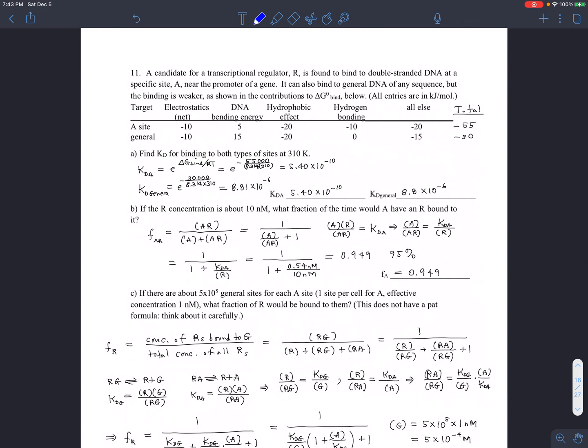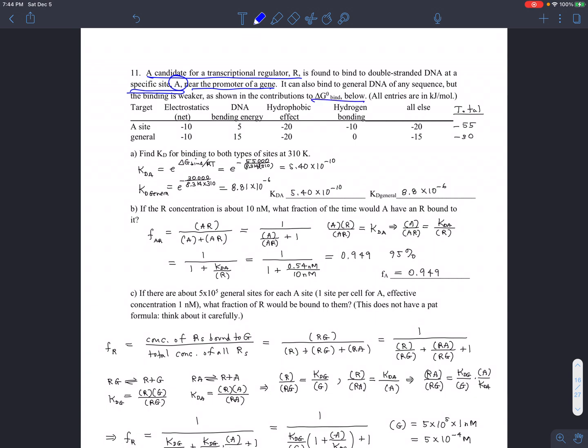Number 11 is quite a long one. It says, a candidate for a transcriptional regulator R is found to bind to a double-stranded DNA at a specific site A, near a promoter gene, so this is presumably a transcription regulator of some kind. It can also bind to general DNA of any sequence, so it's got weak binding independent of sequence, which means it can bind all over the place. There's lots of sites, lots of weak sites, but only one strong site at A here. But the binding is weaker, as shown in the contributions to delta G below.